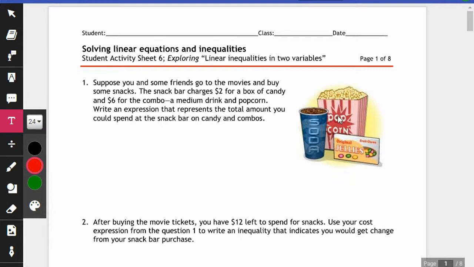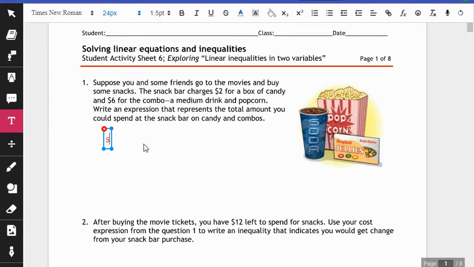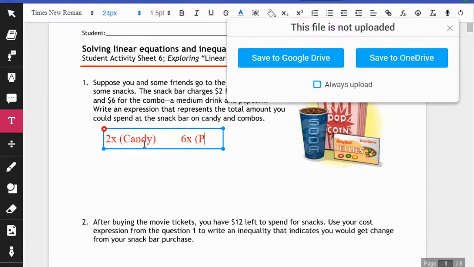However, how many are we going to buy? Well, we need to come up with a way to represent that. So a way we might represent how many candies we're buying is $2 times the number of candies I buy. So let's make that X just for fun. Okay, so this could be candy, right? And then you could have $6 times the number of combos you buy. We're going to say popcorn.